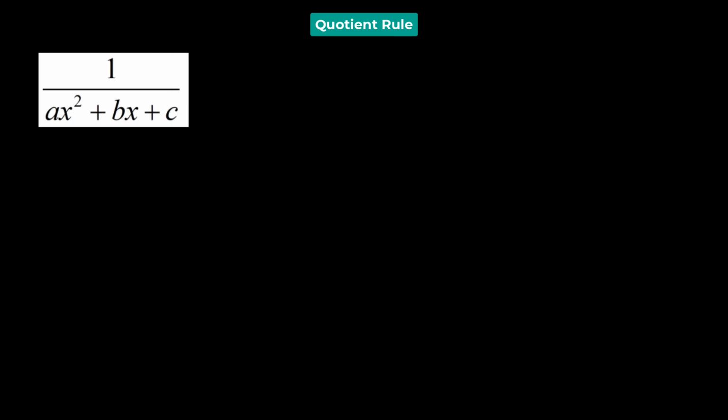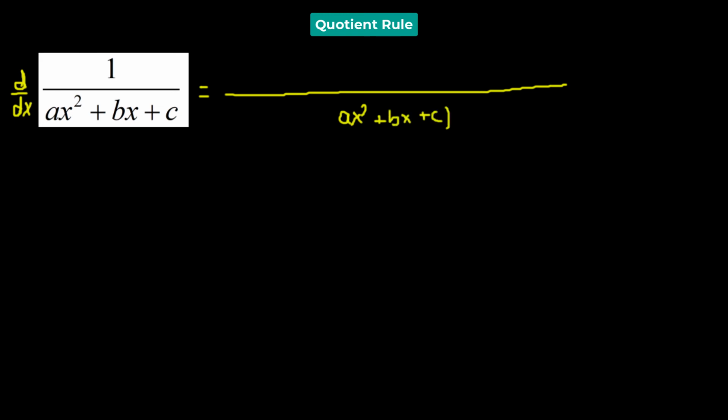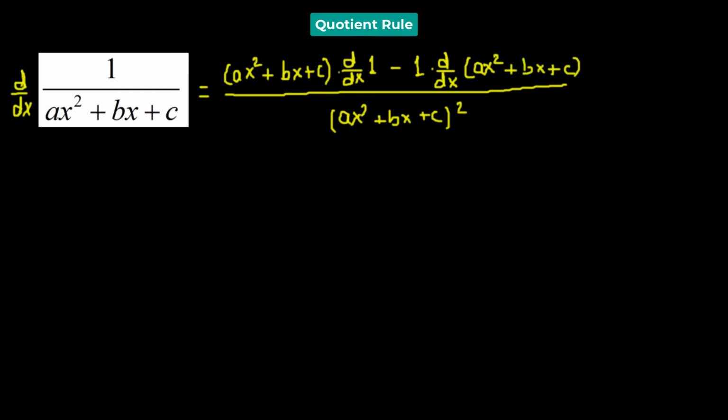So here we have the rational function 1 divided by (ax squared plus bx plus c). So we have to find its derivative with respect to x. So let us begin with the denominator. So we have (ax squared plus bx plus c) whole squared. Then in the numerator, we start with the denominator, ax squared plus bx plus c, multiplied to the derivative of the numerator, which is 1, minus 1 times the derivative of the new denominator, which is ax squared plus bx plus c.